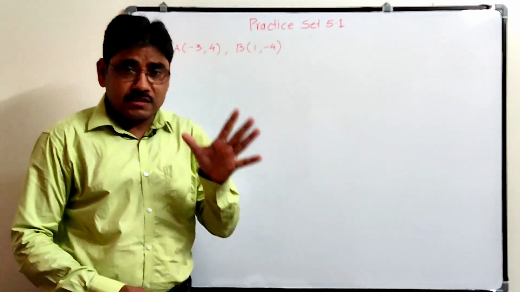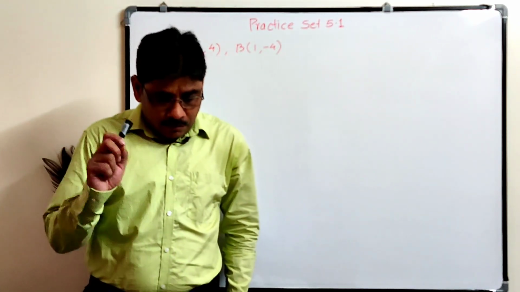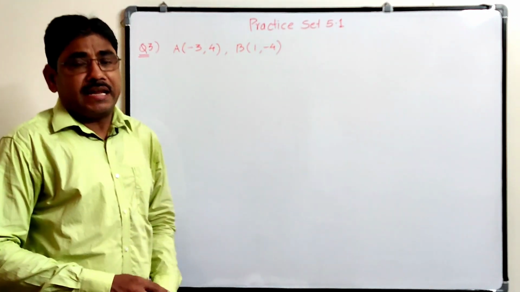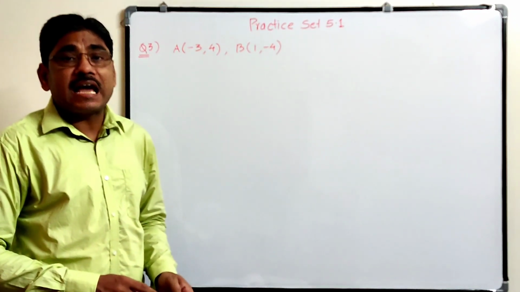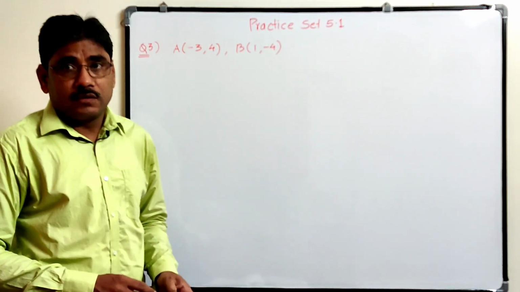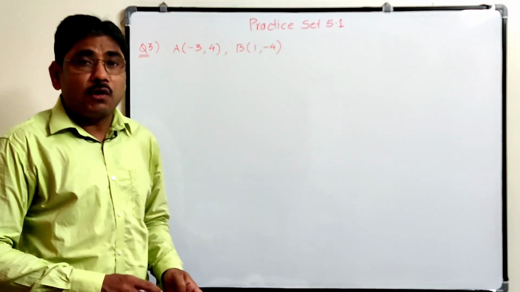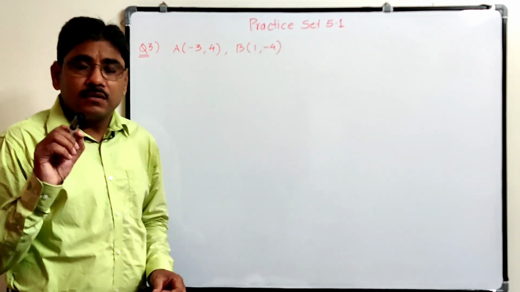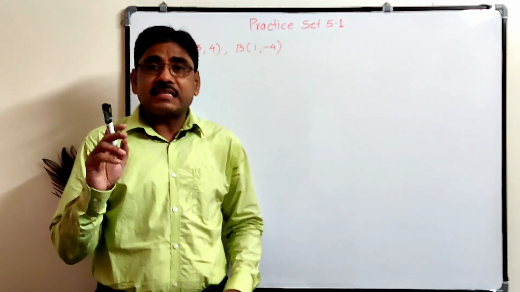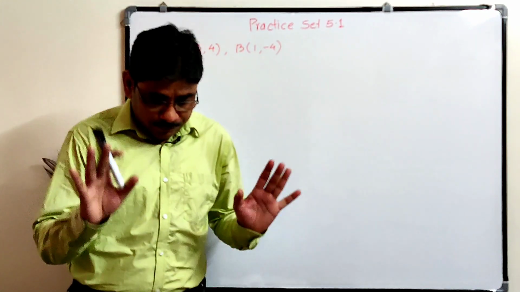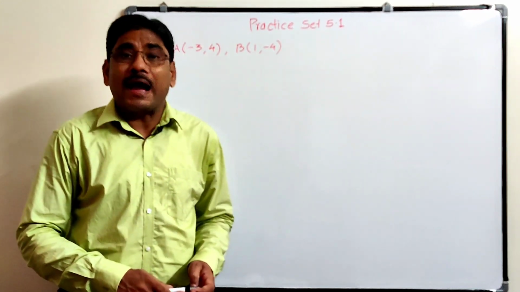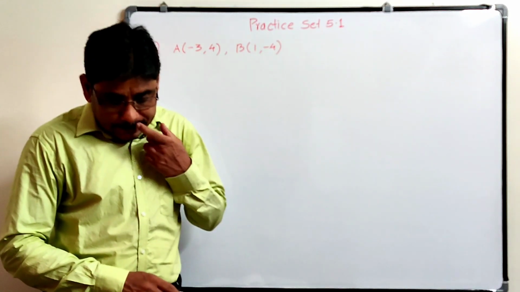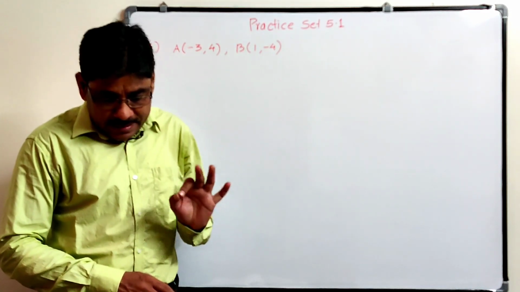What is that question? Find the point on the x-axis. Whenever the point is on x-axis, which coordinate is 0? When the point is on x-axis, y coordinate is 0. That means (x, 0), which is equidistant from A and B.